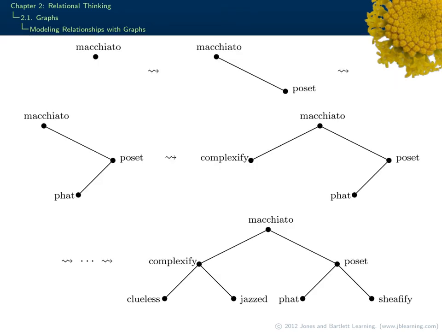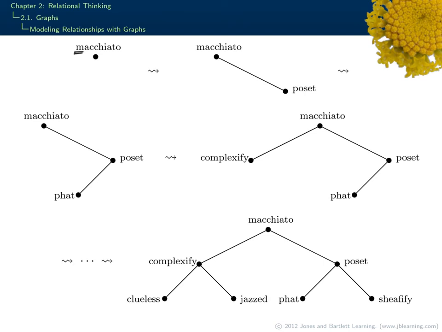So on this slide, we illustrate how we form a binary tree to organize these words into alphabetical order. The first thing we do is start with the first word in our list, which you might remember was macchiato. That is going to form the top of our binary tree, so we have a vertex associated to that word. We're done with that word, and we move to the next word in the list, which was poset.